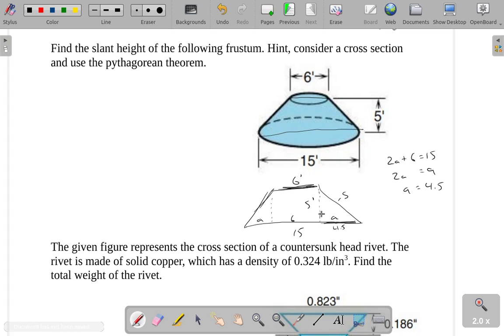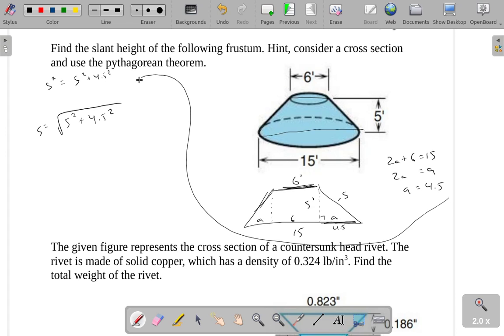Now, since this is a right triangle, and I have the two side lengths, I could actually find the length of the hypotenuse, and that's actually the slant height of this particular frustum. So the slant height would end up being the square root of 5 squared plus 4.5 squared. Again, that's just using the Pythagorean theorem. S squared would be equal to, I should probably show my work here, 5 squared plus 4.5 squared. Take the square root of both sides, we get S is equal to this.